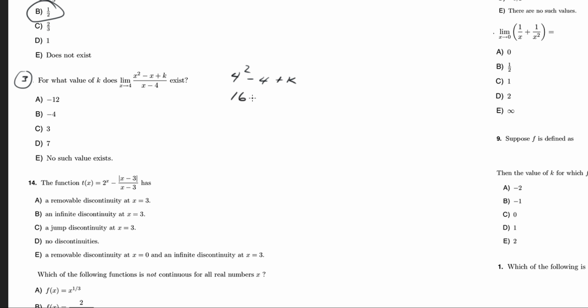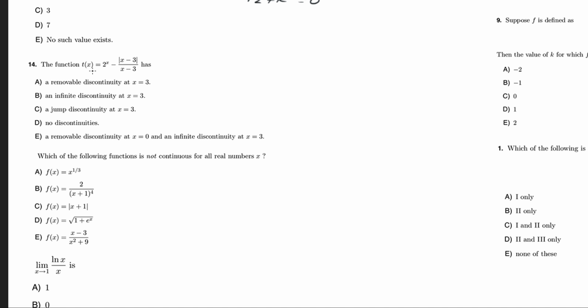So 4 squared is 16 minus 4 plus k. 16 minus 4 is 12. 12 plus k, that has to be equal to 0 in order to get 0 over 0. So k equals negative 12. Okay? Now, if k equals negative 12, then this factors, and then it's going to cancel the x minus 4. Okay? But we're not looking for the value of the limit. We're just trying to identify what k will make this limit exist.